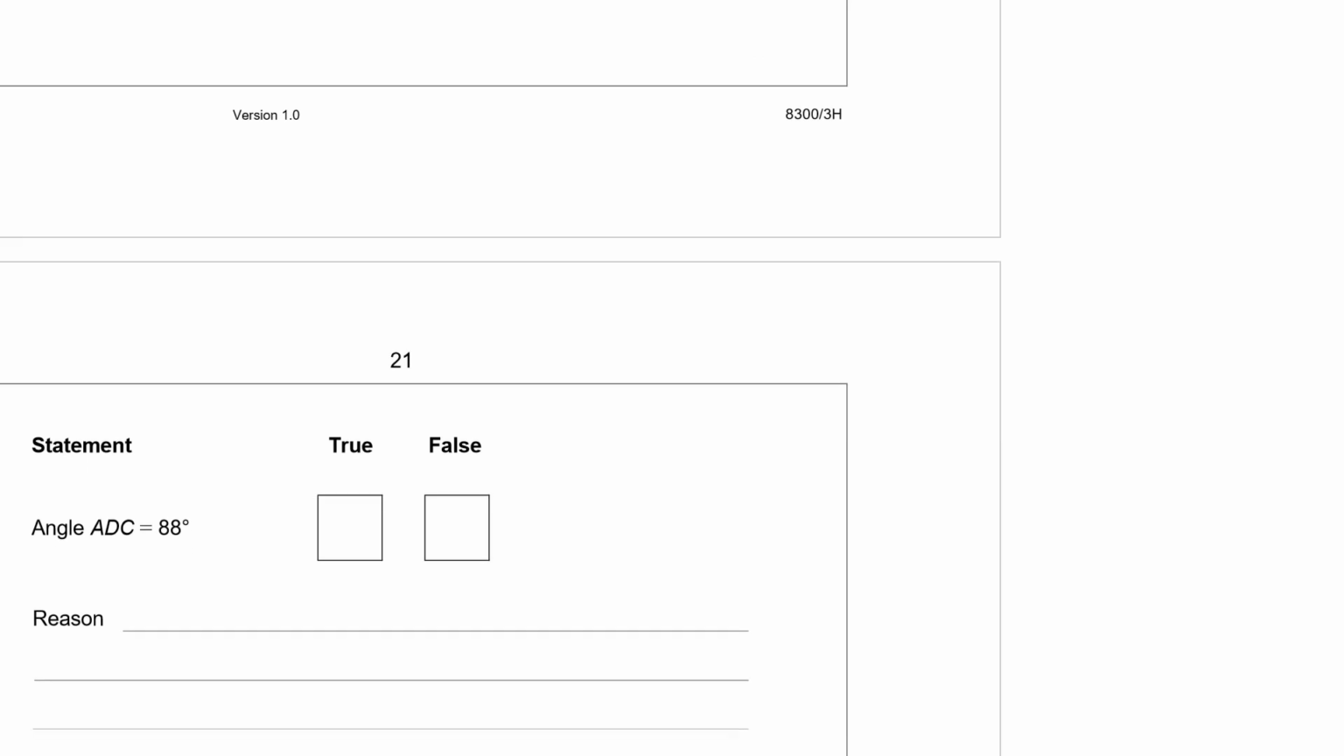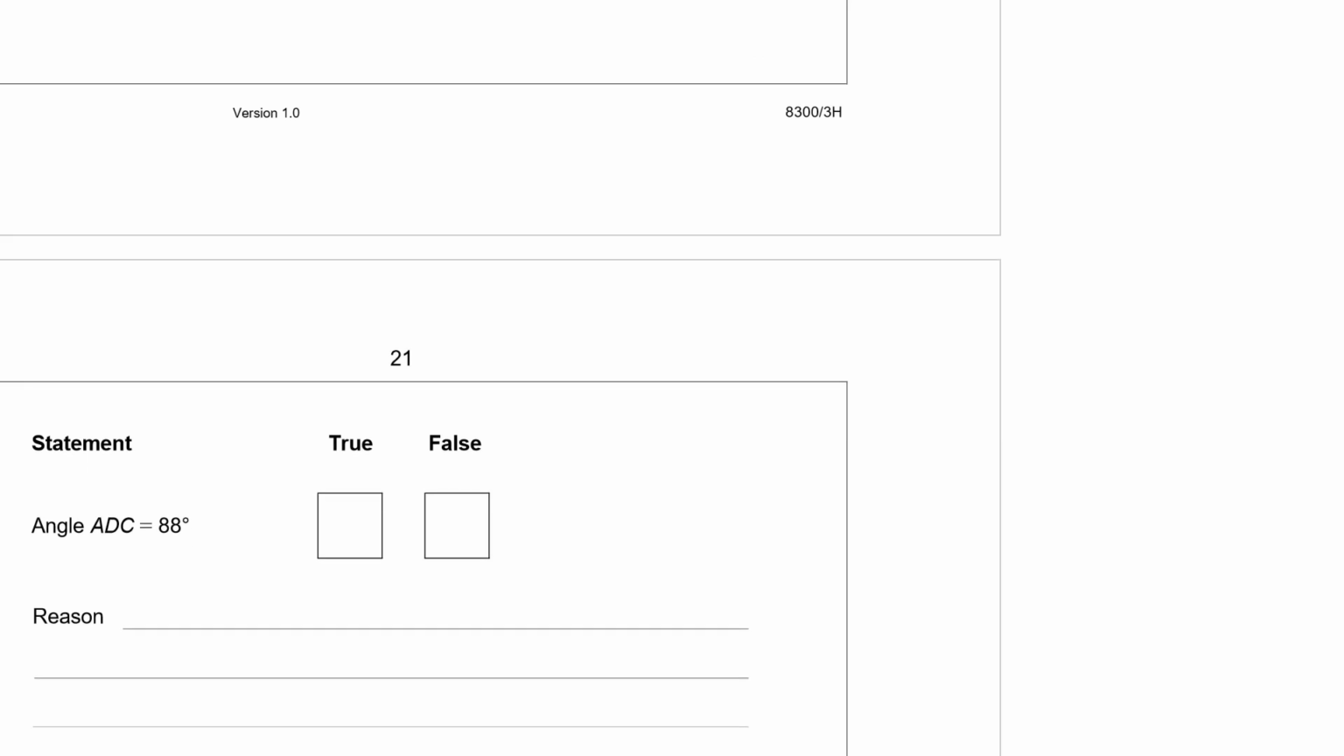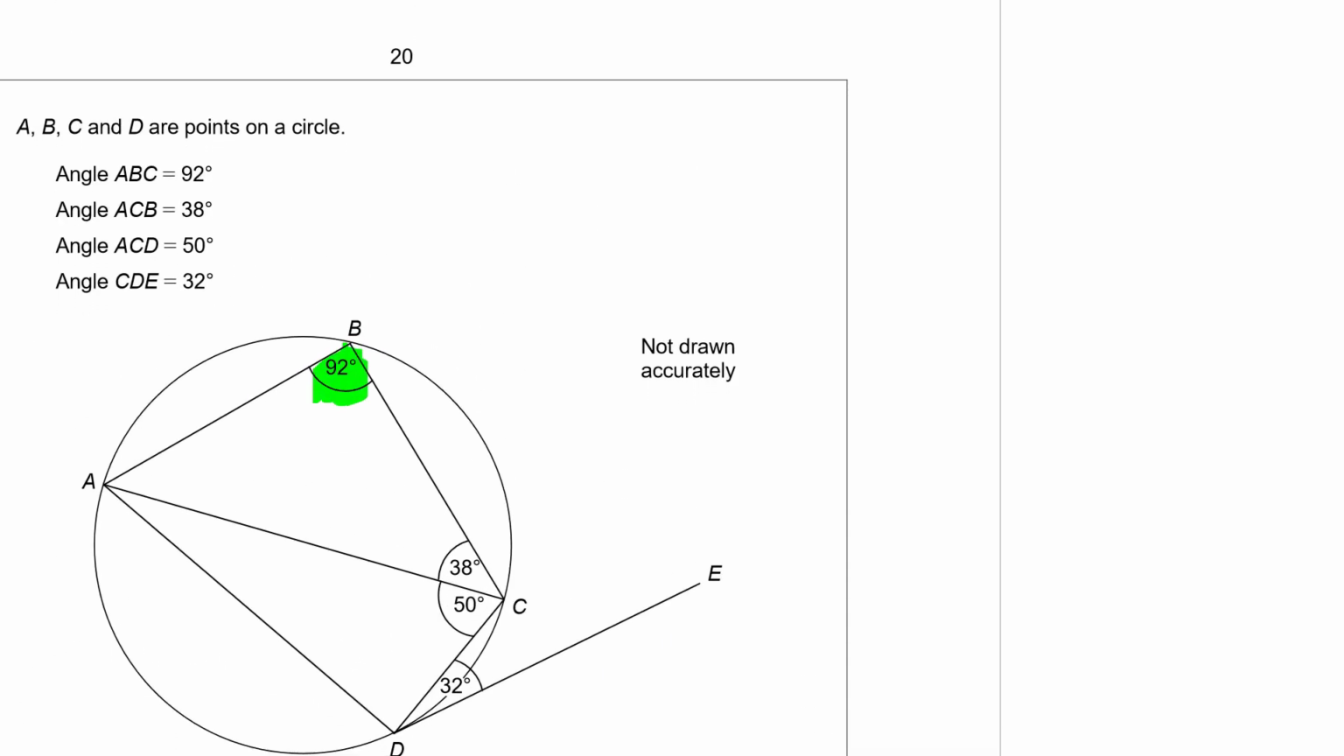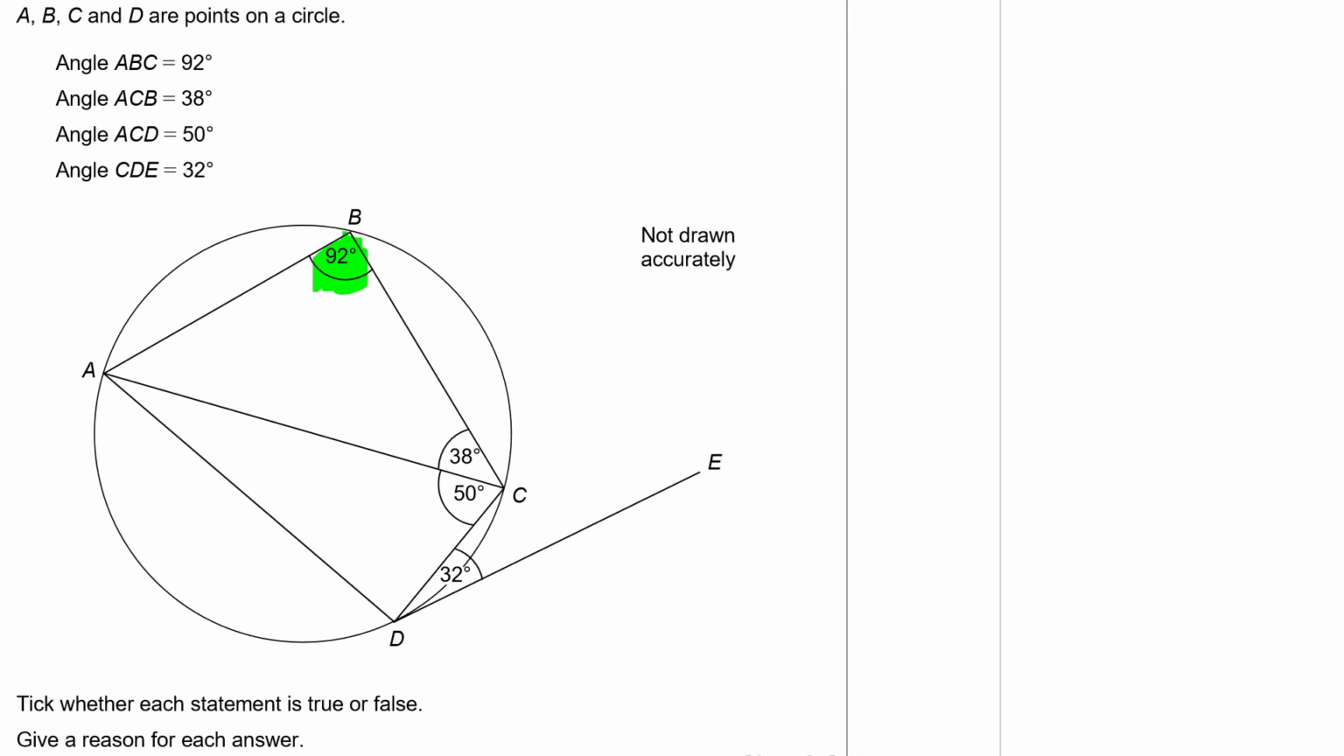Okay, our next statement is angle ADC equals 88. Where's angle ADC? ADC is this angle down here. Is that equal to 88? Well, D and B are opposite angles in a cyclic quadrilateral ABCD, and opposite angles in cyclic quadrilaterals should sum to 180 degrees. So if D is 88, does 88 plus 92 equal 180? Yes, it does. So I agree that D must be 88 degrees.